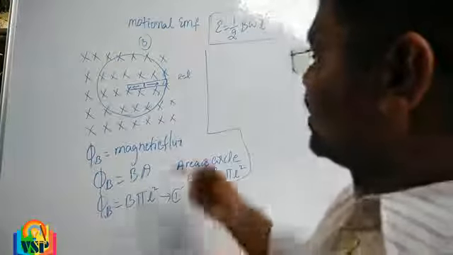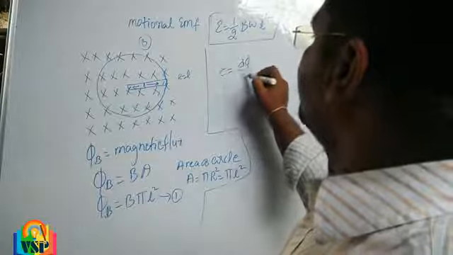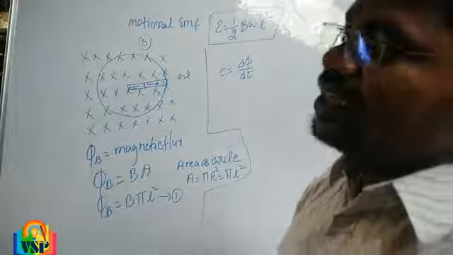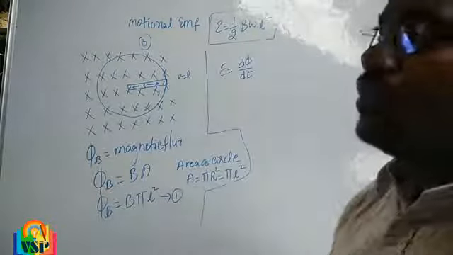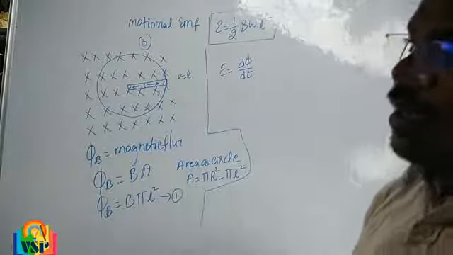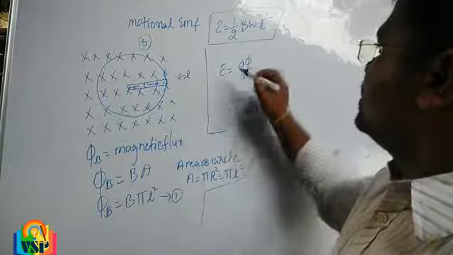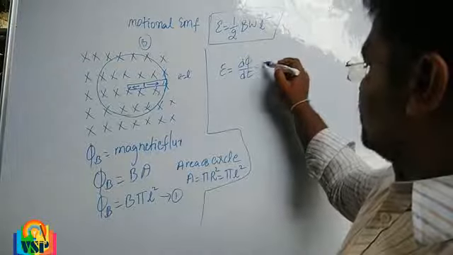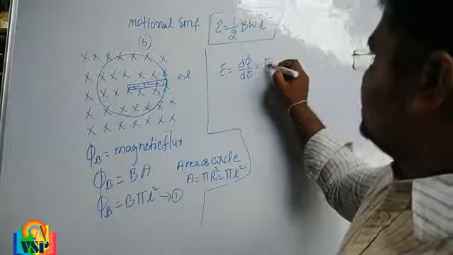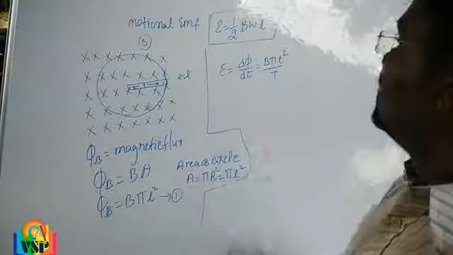Understand? How can we get EMF? EMF is equal to d phi by dt. This negative sign we don't consider in this case, because it always opposes the EMF induced. So d of B pi L square divided by t.